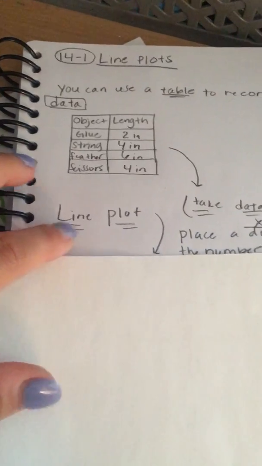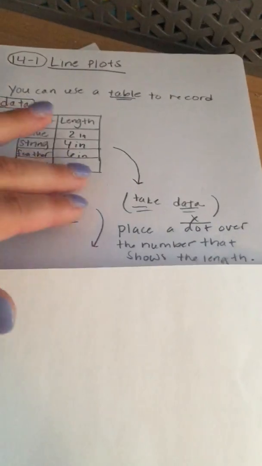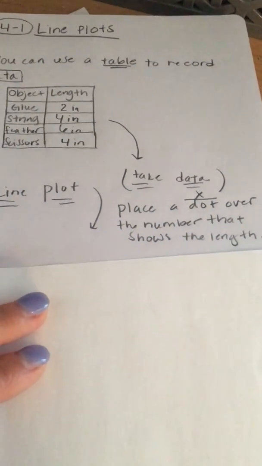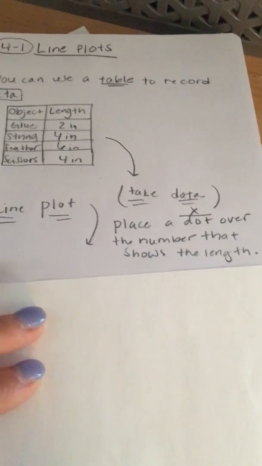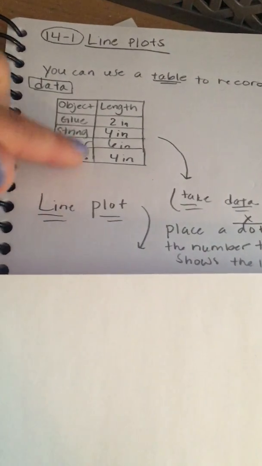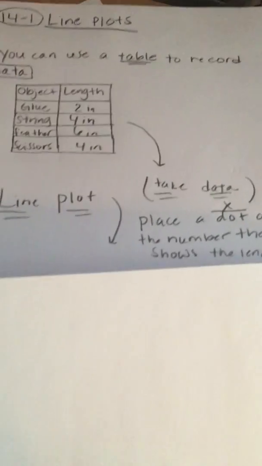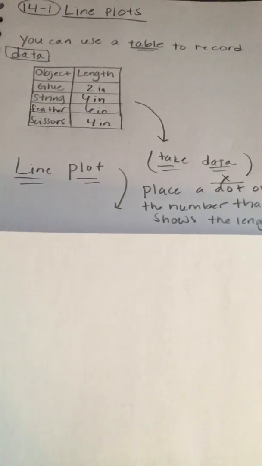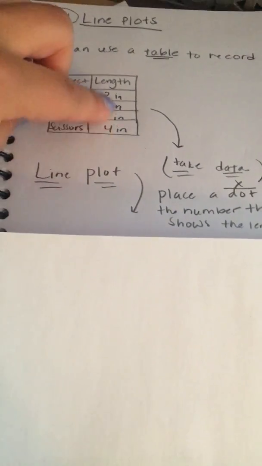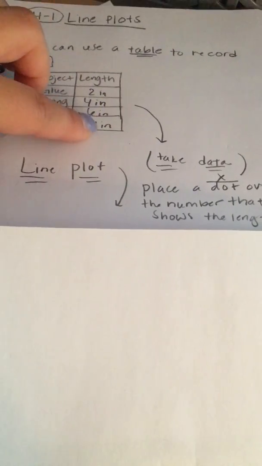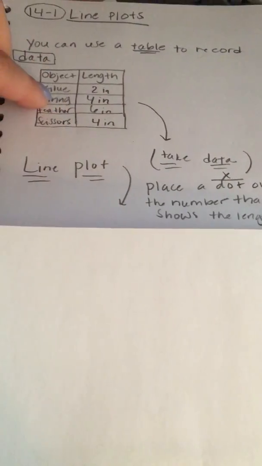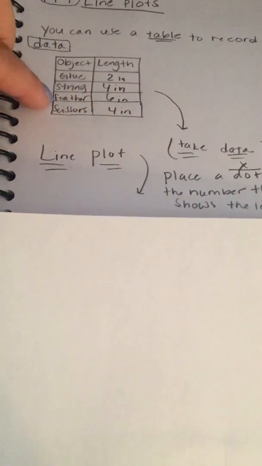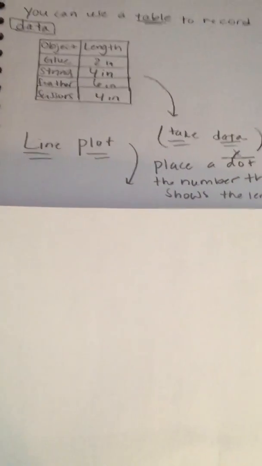You take your data and put it in a line plot by using the numbers and placing a dot, or I like to do an X, I prefer an X, over the number that shows the length. You don't need to label what it is that has a certain number of inches, you're just placing a dot over how many inches it is. So you're placing a dot over the 2 inches to represent the glue, over 4 inches to represent the string, over the 6 to represent the feather, and over the 4 to represent the scissors.